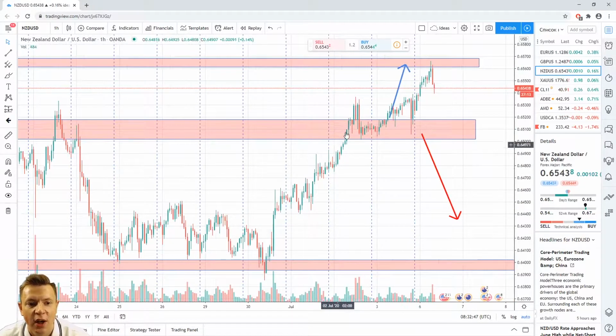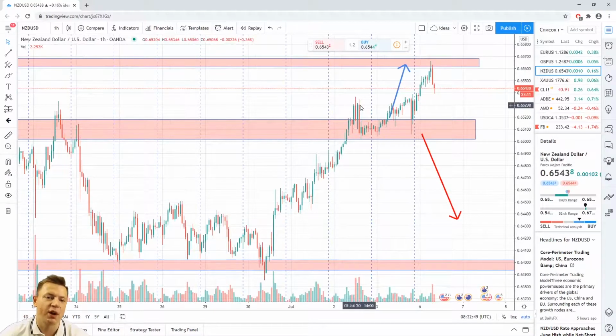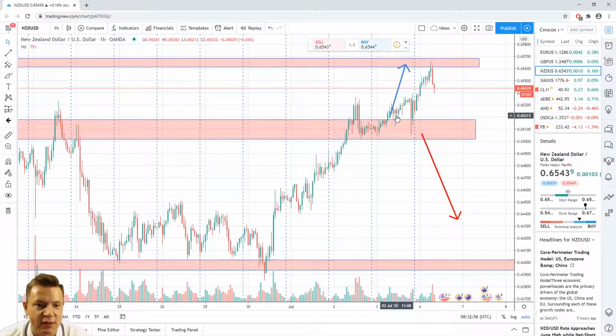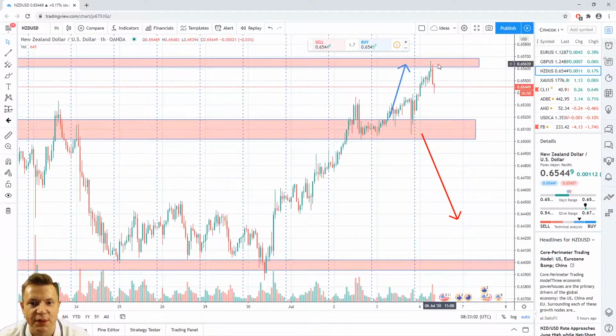Another idea was in New Zealand USD. I said we have to wait how price will react for this important level around 0.6520, and as you can see, price hold above this level. That's why it was nice entry point for a long. And as you can see here, price hit my first target around 0.6560.